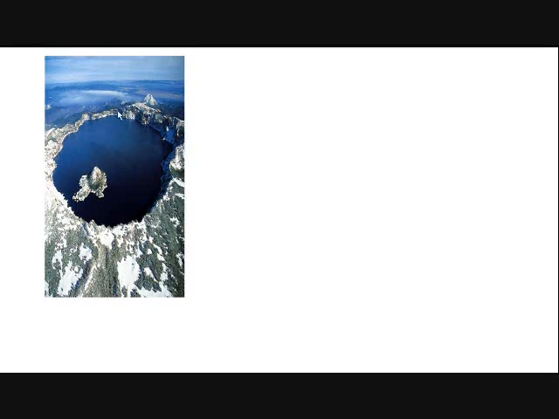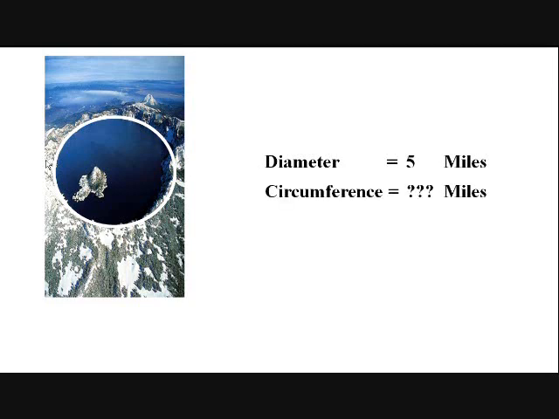The first thing that I notice here is that this lake is pretty close to being circular. It's pretty close to being a circle. We can approximate it with this circle here. And this circle turns out to have a diameter of 5 miles. So the question is, what would be the distance around this lake? What would be the circumference of this circle? So pause and ponder on that for a moment.